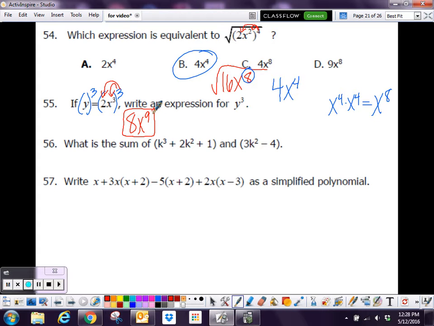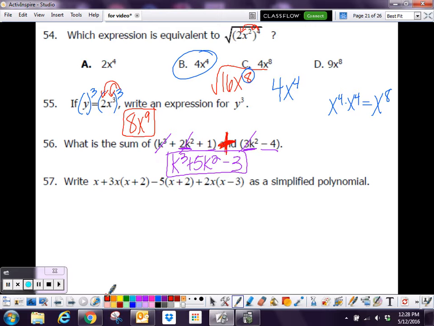56, what is the sum of k cubed plus 2k squared plus 1 and 3k squared minus 4? So I'm going to add all this up. And I can really just add this. I don't need to rewrite it all. Okay, I have k cubed. That's my only cube. So I've got k cubed. I'm going to cross that out. I have 2k squared plus 3k squared. So that's 5k squared. And then I have 1 minus 4, which is a negative 3.